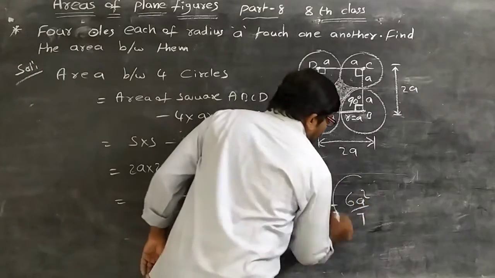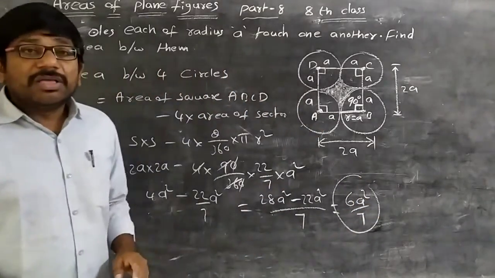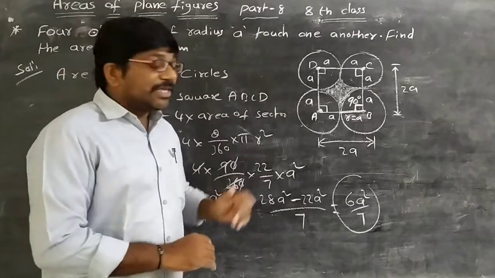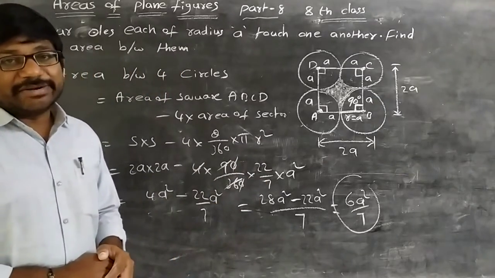By using this formula, we can find the area in between 4 circles with the same radius. Right?